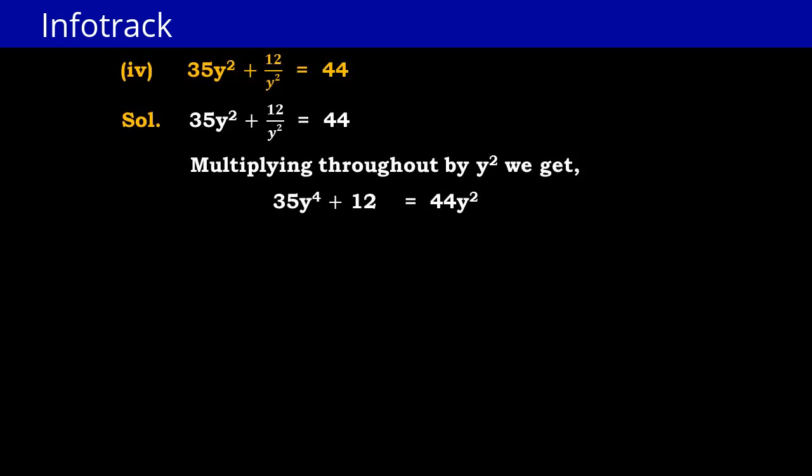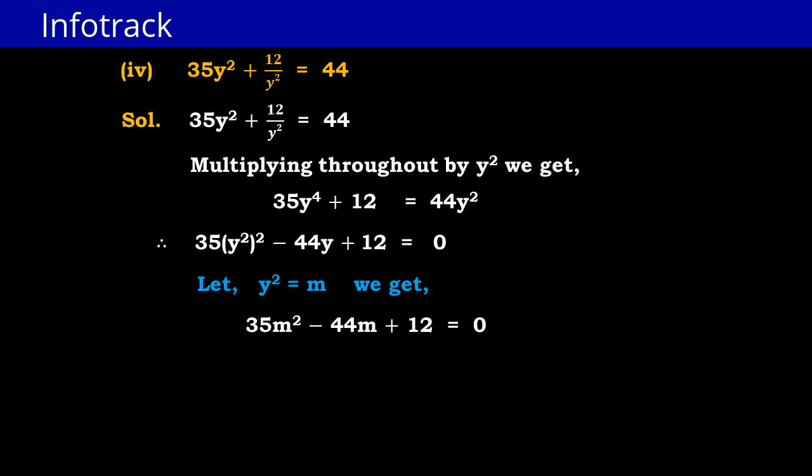Now we can write this equation with one side equal to 0. y⁴ we can write as (y²)². So 35(y²)² − 44y² + 12 = 0. So let y² = m. We get 35m² − 44m + 12 = 0.